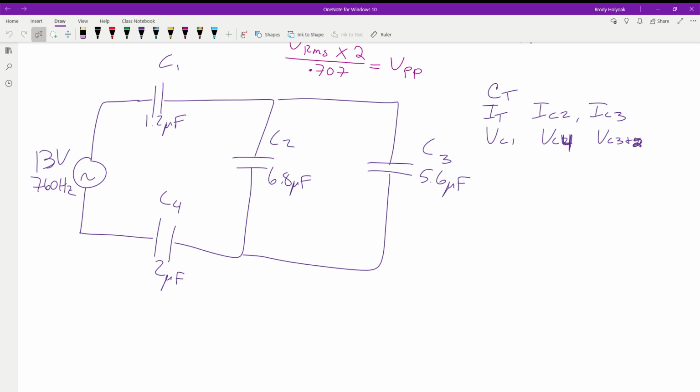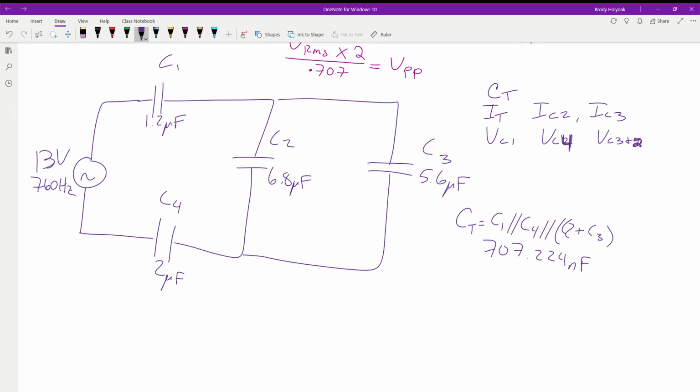Okay. All right, so the first thing that we want to look at is we need to solve the total capacitance. So capacitance total is equal to capacitor 1 in parallel with capacitor 4 in parallel with capacitor 2 added to capacitor 3, because they're backwards from the resistor rules. That gives us a total of 707.224 nanofarads. Okay, once we have that, we can solve for our I total.